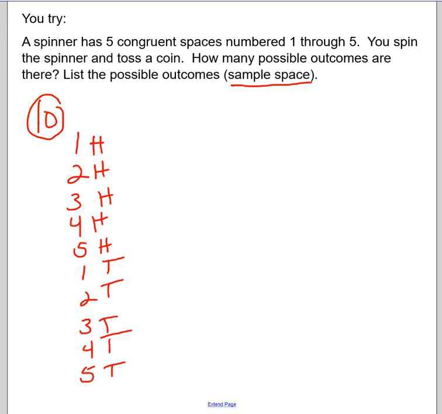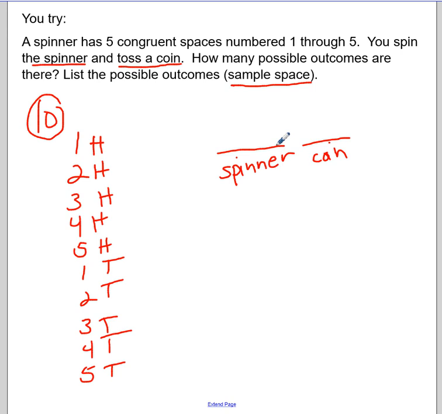Now, I want to show you something real fast too. This is what's called the multiplication principle. I'm doing 2 different things: first I'm spinning a spinner and then I'm tossing a coin. If I want to figure out how many outcomes there are in total, I can think about it like this: here's the result of my spinner, and then here's the result of my coin toss.